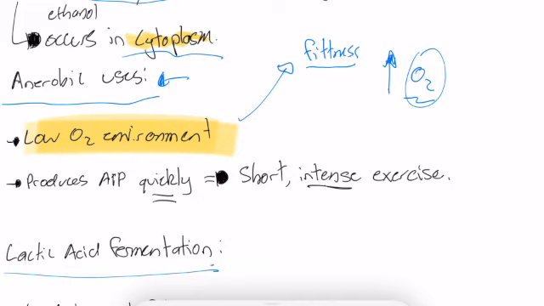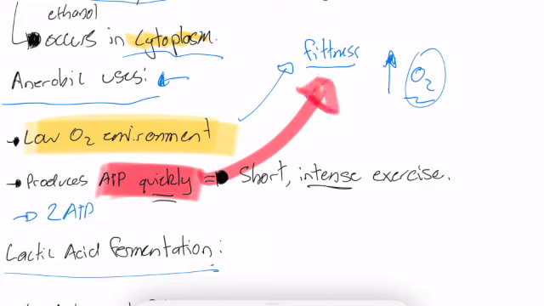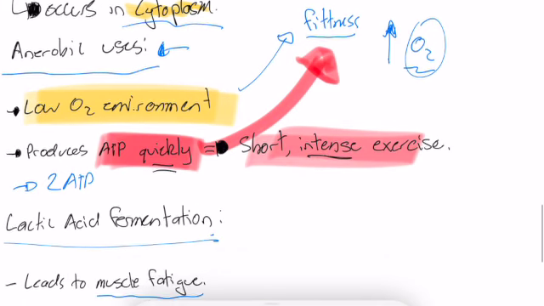Although it is not the most efficient in terms of its production of ATP, producing a net total of 2 ATP molecules, it is very quick, in essence, therefore making it efficient because during times of fitness, for instance, we want that quick and efficient, fast way to get that energy. So short, intense exercise is that example.